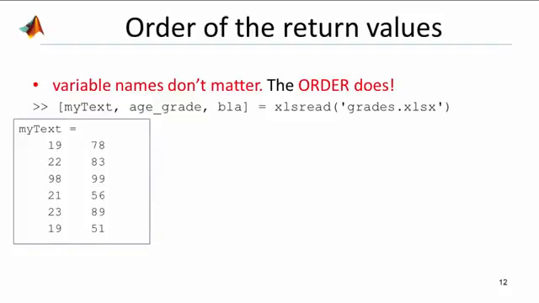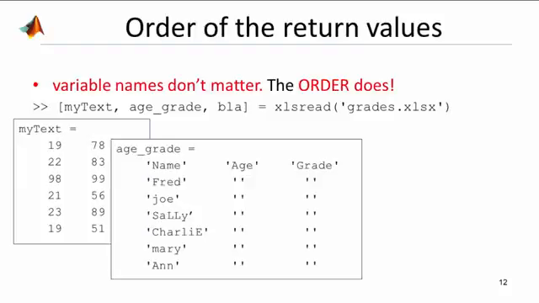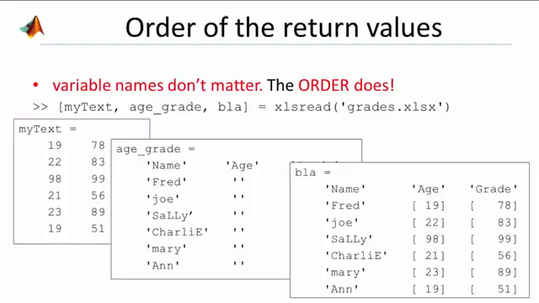As far as a programmer's point of view, this is the worst variable name you could do. It doesn't represent text. Age grade is the second variable, so it will contain the second return value. And that's the strings. Again, worst variable name ever. Last but not least, blah, which really doesn't help us figure out what's inside, will contain the raw data. So be careful of that order.